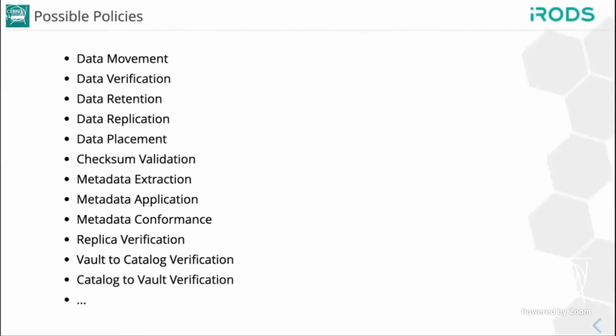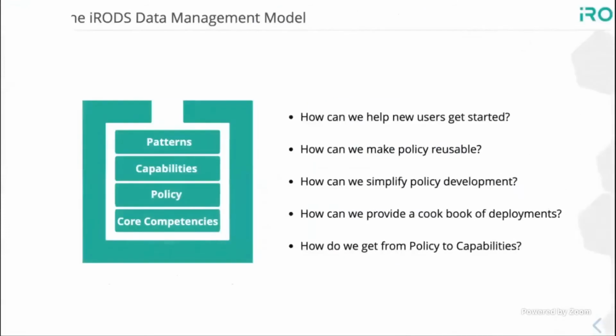So the kinds of policies that we're talking about are really about data movement, how do you verify it's good, how do you get rid of it at the right time, around metadata extraction, application, how to make sure that your metadata is conforming to whatever standards that you need. And then of course, making sure that the bits haven't changed on disk when they're moving around, that you can verify things when you need to. So between all of these, you can do pretty complex things.